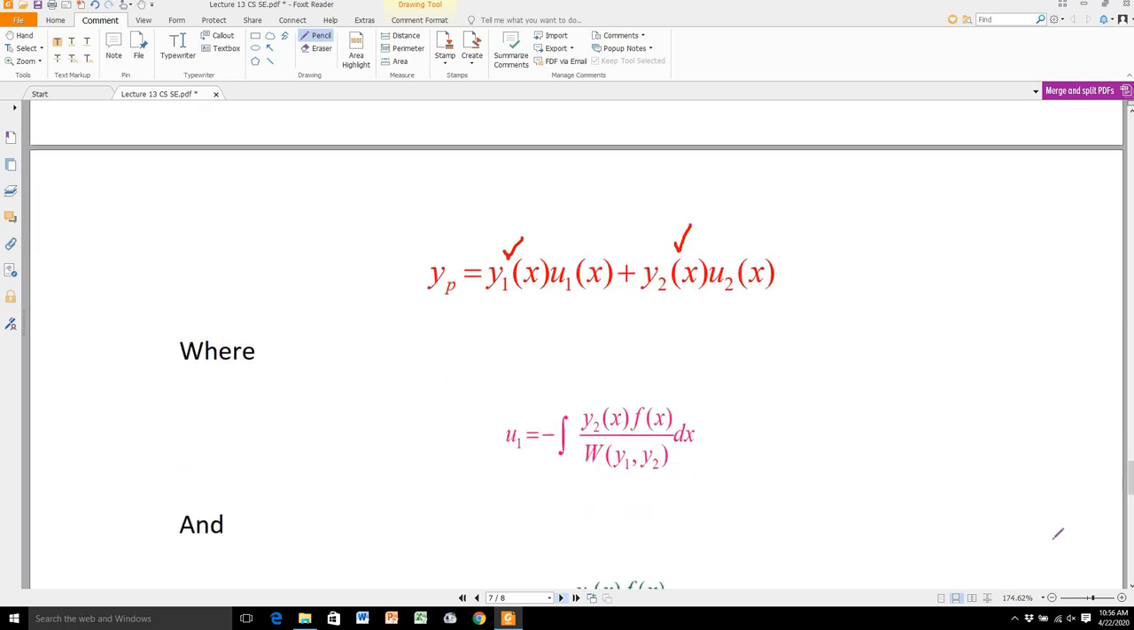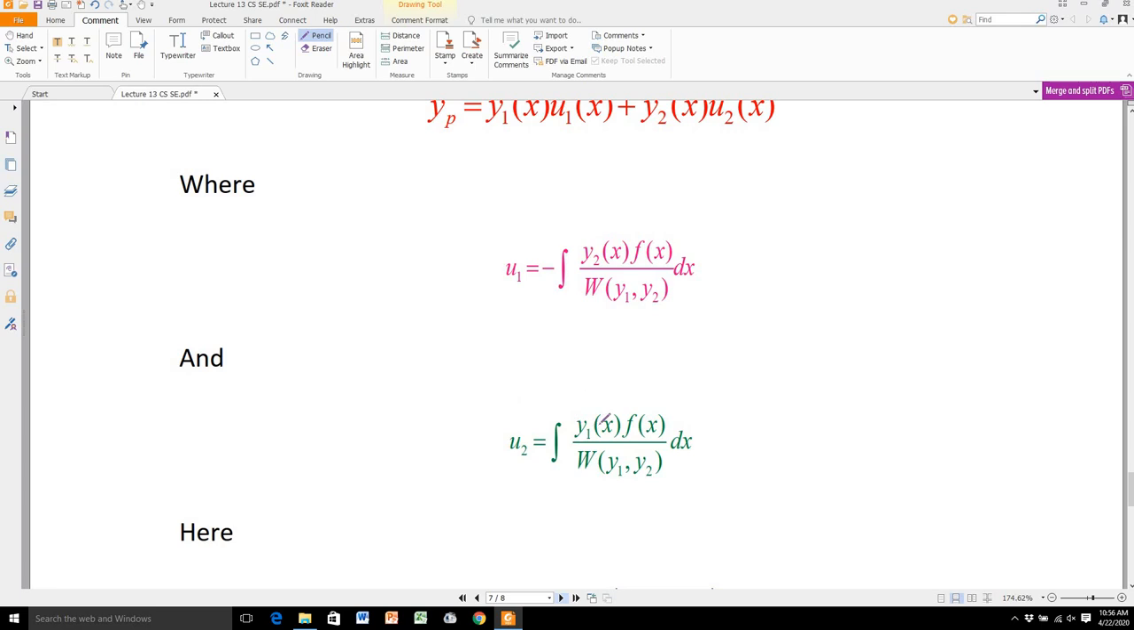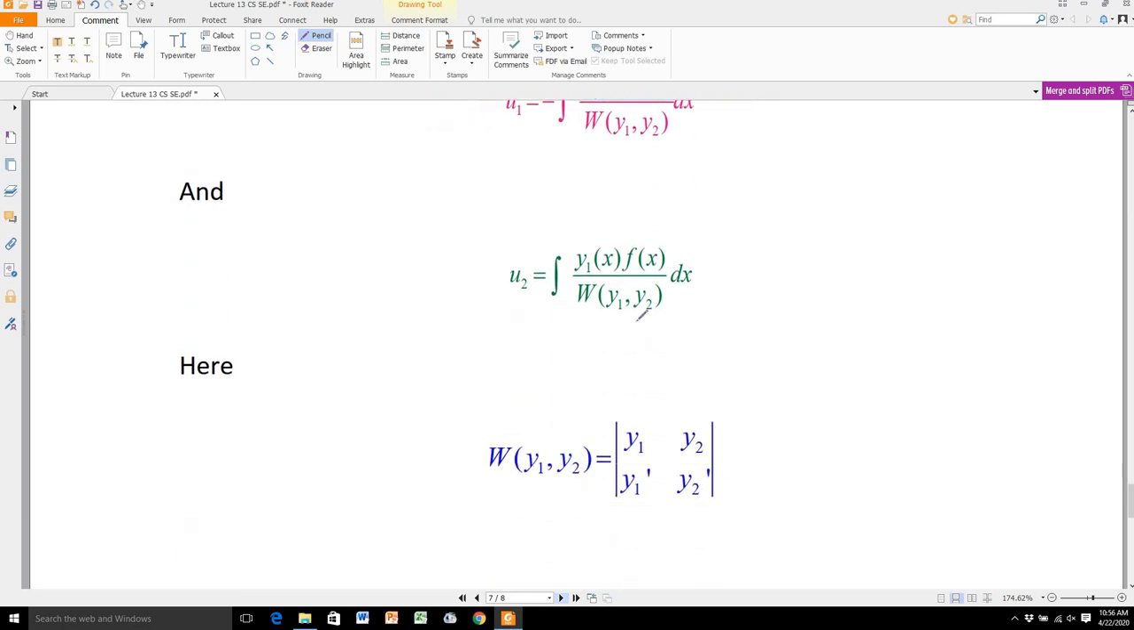So what are this u1 and this u2? u1 is equal to minus the integral of y2(x) f(x) divided by W(y1, y2) dx, and u2 is equal to the integral of y1(x) f(x) divided by W(y1, y2) dx. Now what is this W? W is defined in this way.